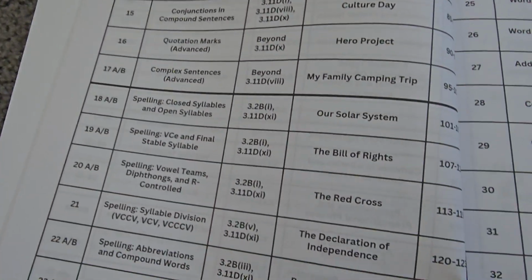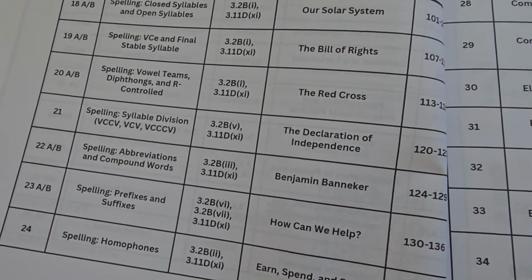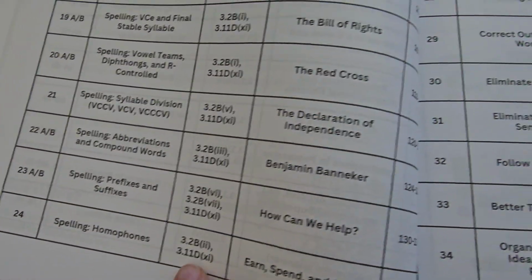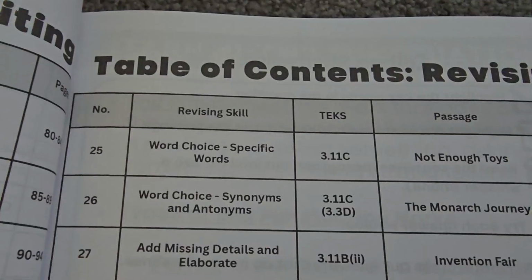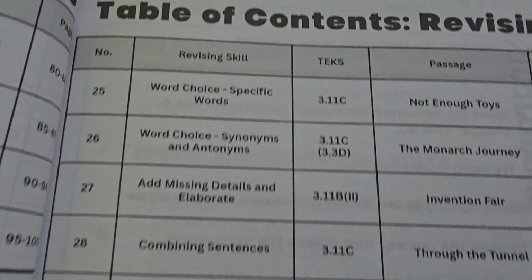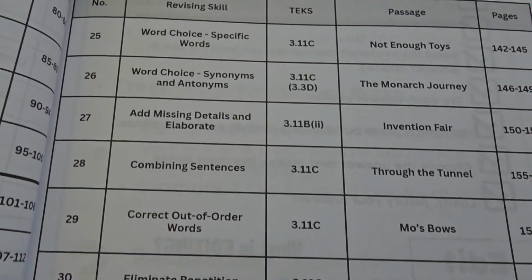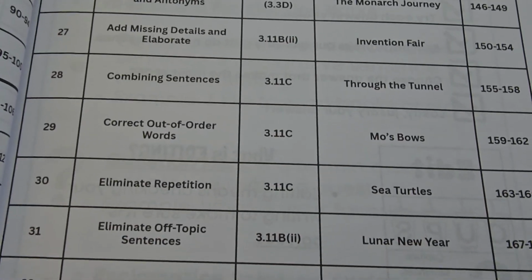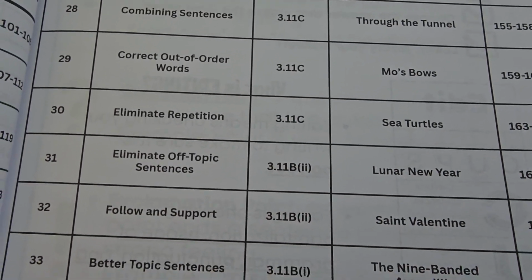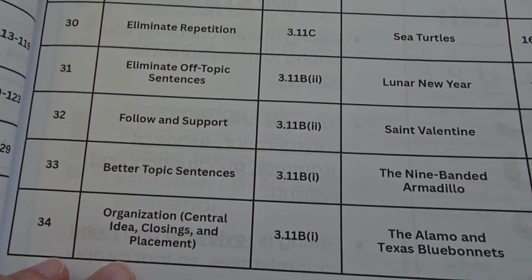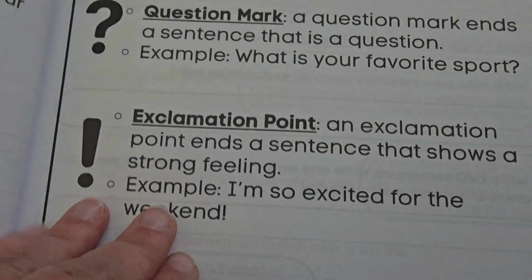Then it's going to get into all of the spelling. Okay, so the rest of this is all spelling, including homophones. Then it gets into revising, word choice, adding in missing details, combining sentences, out of order words, eliminating repetition, follow and support. And so I'm going to walk you through a lesson.